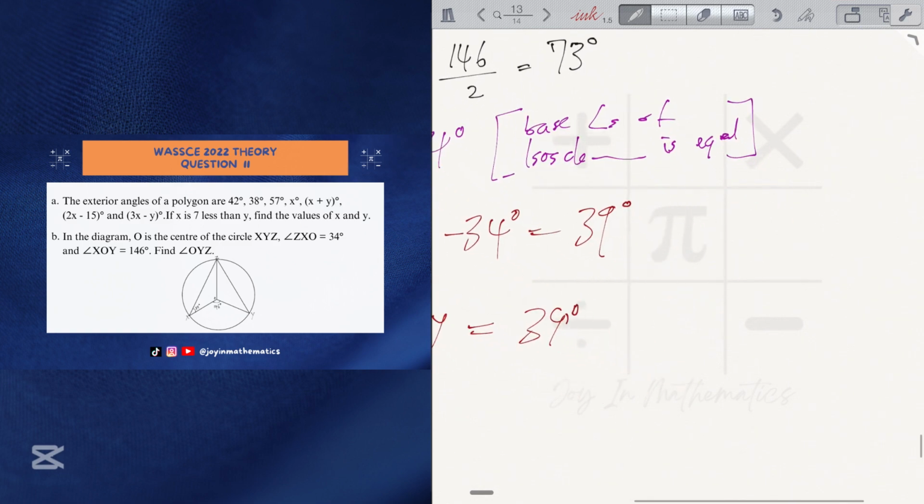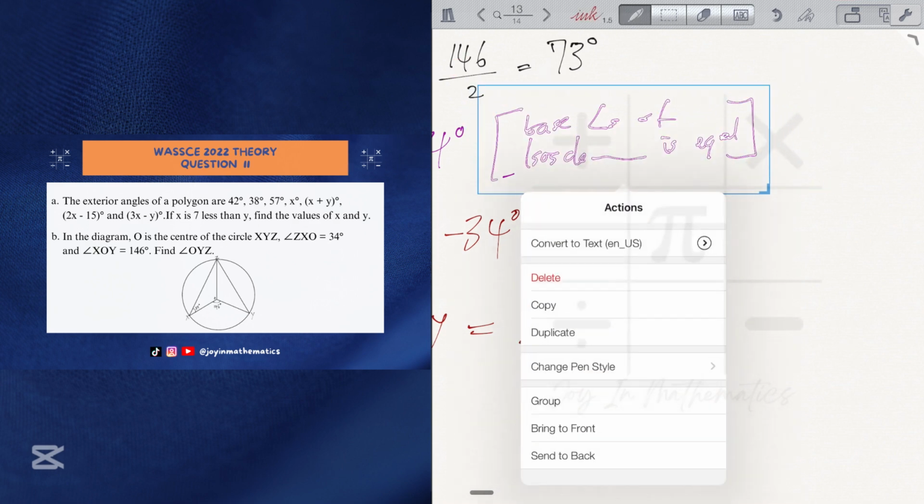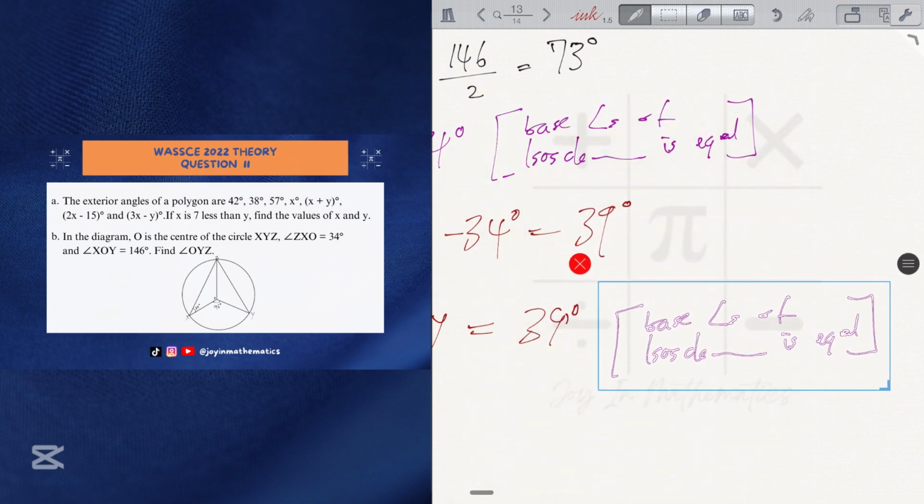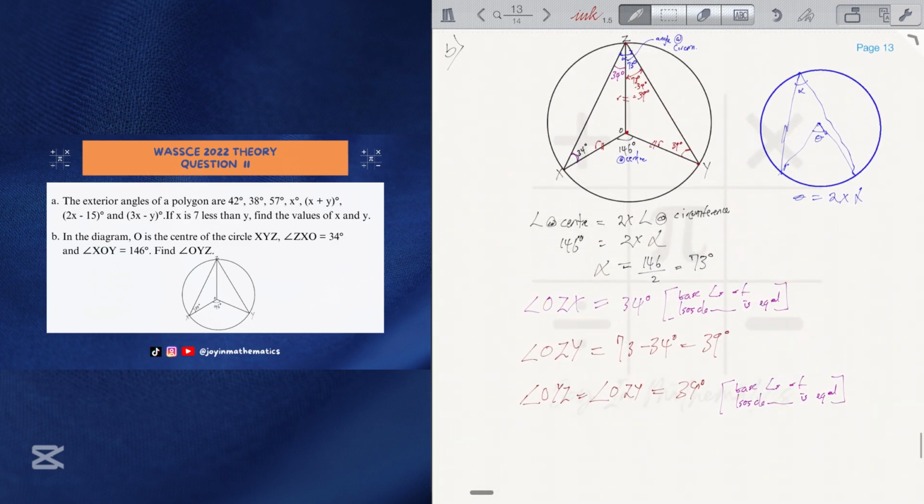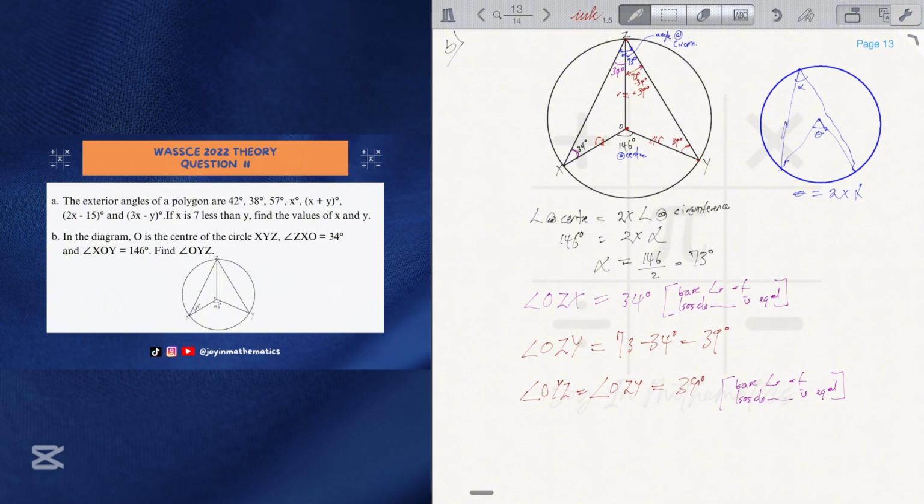The reason is the same thing that we have here. The base angles of an isosceles triangle are equal. So we can duplicate this and we have it here. So with this, we have solved question B.